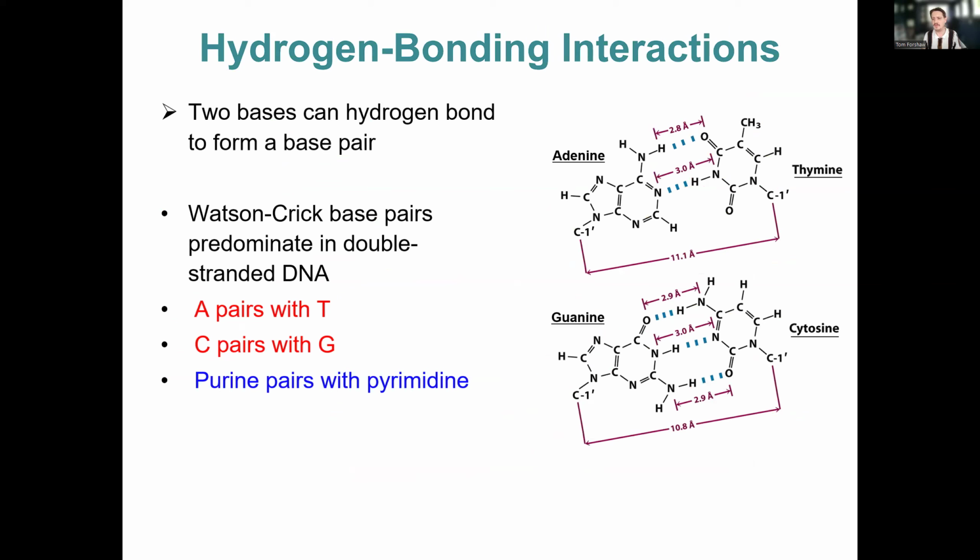Now we'll switch gears and talk about how these join up with each other and how the bases complement each other. And I think I'll stop here and I'll turn it into a fresh video as well.